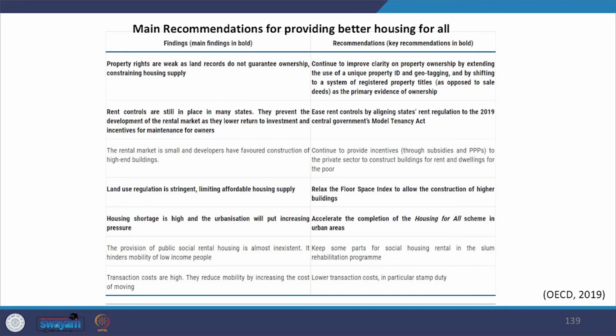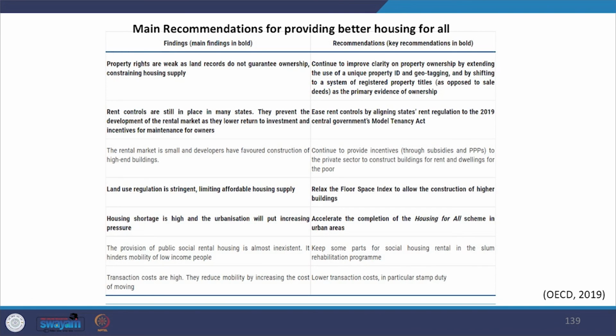We further see that the rental market in our country is small. We have already seen this, and developers have favored construction of high-end buildings. So we need to continue to provide incentives through subsidies and public-private partnership to the private sector to construct buildings for rent and dwellings for the poor.